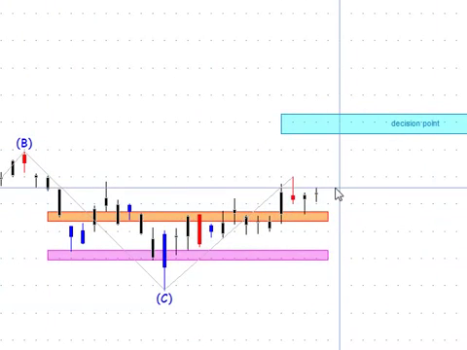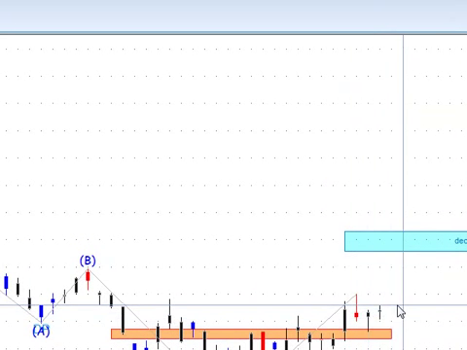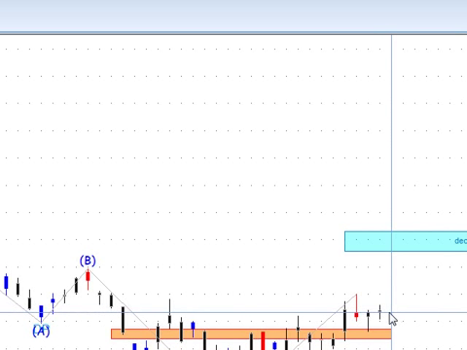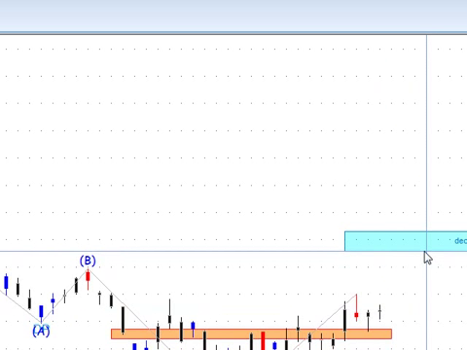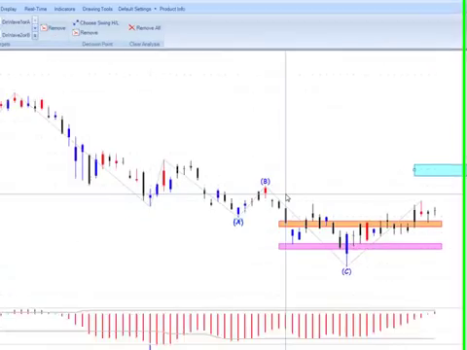So we'll see if Goldman can hang in there. It's consolidating a bit, but it's been consolidating above $100, which is kind of the important thing. If it can stay above $100, we'll probably see that decision point resistance area off the wave B swing here.